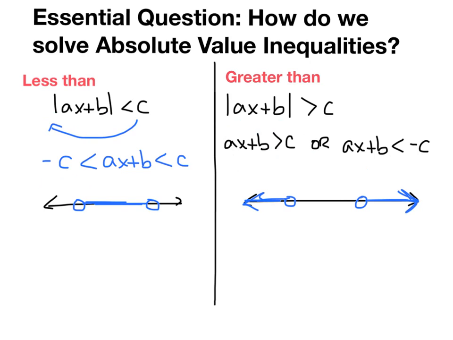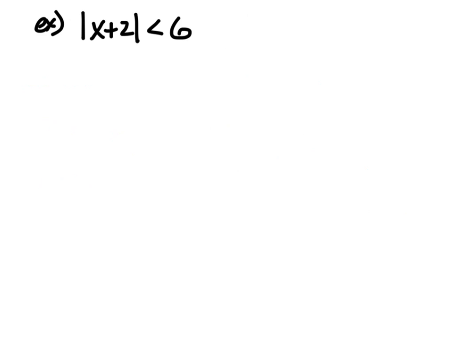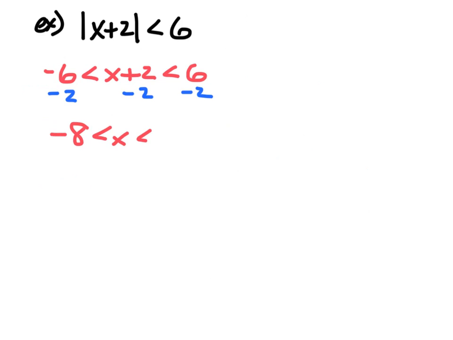All right, so we're going to do some examples of each. Right here in this example, we have the absolute value of x plus 2 is less than 6. Because this is a less than symbol, I'm going to have to bring a negative 6 in the front and say negative 6 is less than x plus 2, and x plus 2 is less than positive 6. So x plus 2 is between negative 6 and 6. Then I just go about solving. I subtract 2 from each side. Negative 8 is less than x, less than 4.